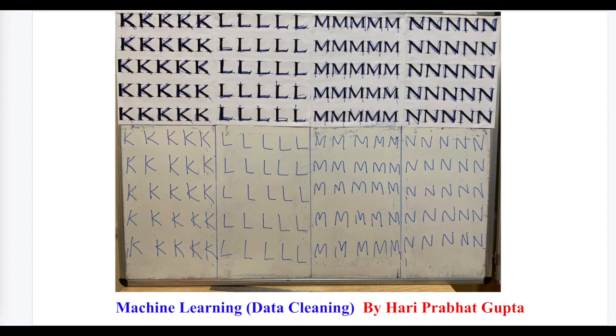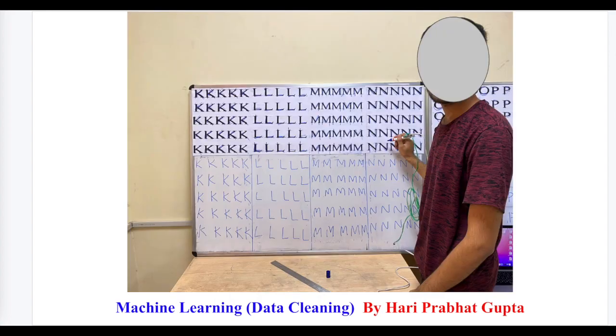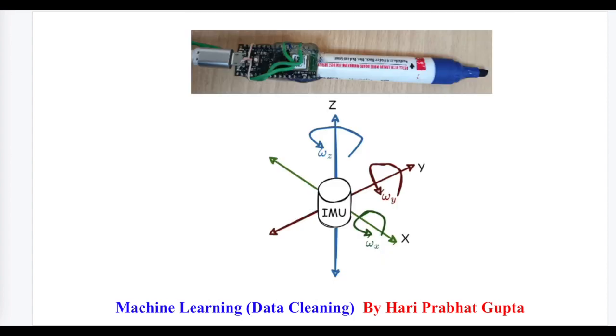So this is a whiteboard. We use a whiteboard marker, and on that marker we attach the IMU sensor for collecting accelerometer, gyro, and compass values when a student writes on the whiteboard. Here we can see the English characters K, L, M, N. When we write on the whiteboard, we can collect the 9-axis values: accelerometer, gyro, and compass.